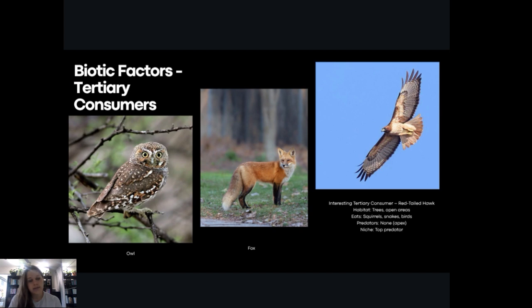It has excellent vision, hunts rodents and snakes, and plays a vital role in keeping the ecosystem balanced by preventing overpopulation of smaller animals. They live in trees and open areas, eat squirrels, snakes, and birds, and don't have any predators. They are the apex predator. Their niche is top predator.